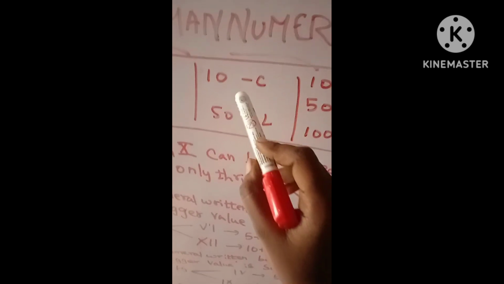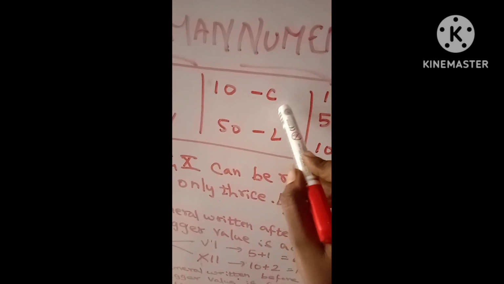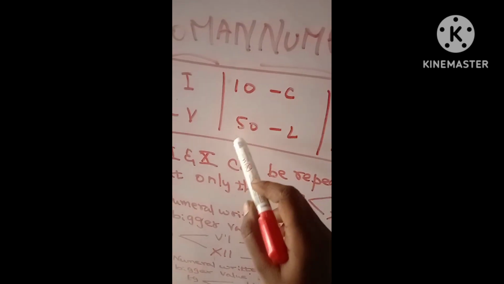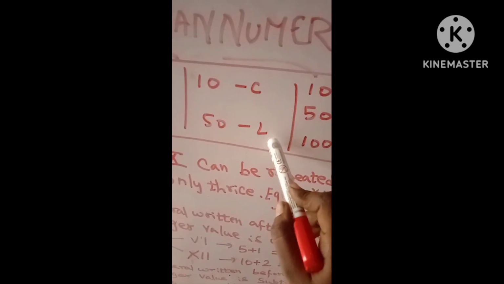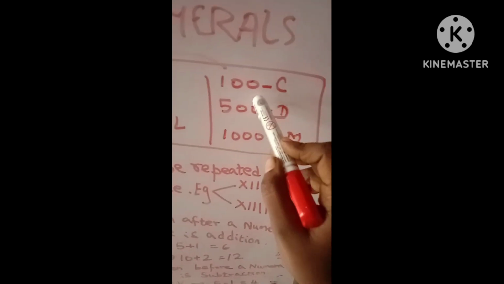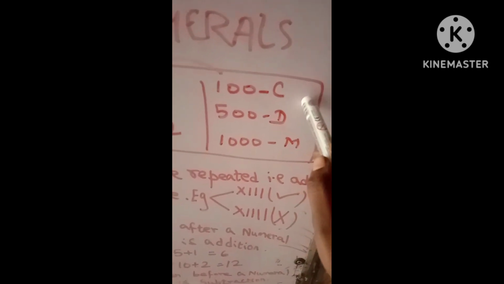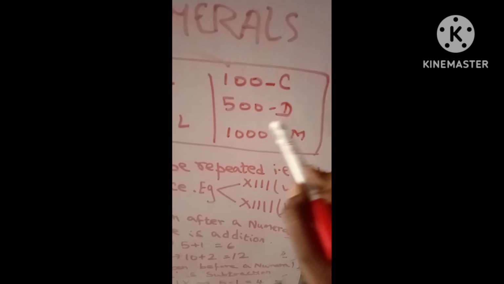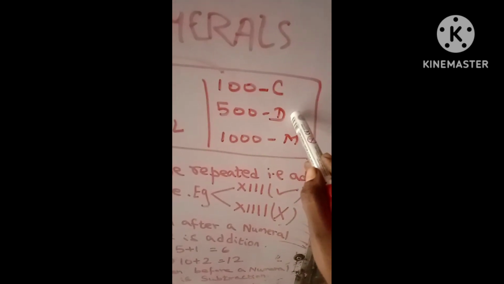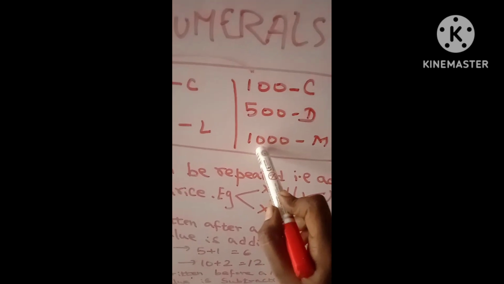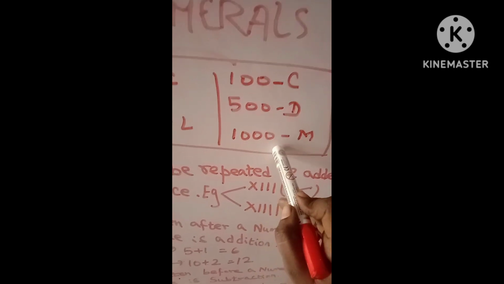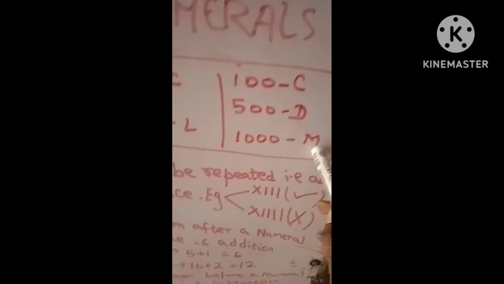And then the next number, for 10, we give it as X. And for 50, we give L, capital L. And for 100, we write it as C. And then comes 500, that we write as D. And then the maximum number, that is 1000, we write as M.